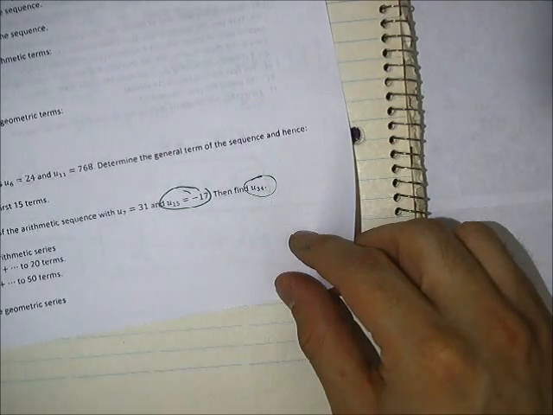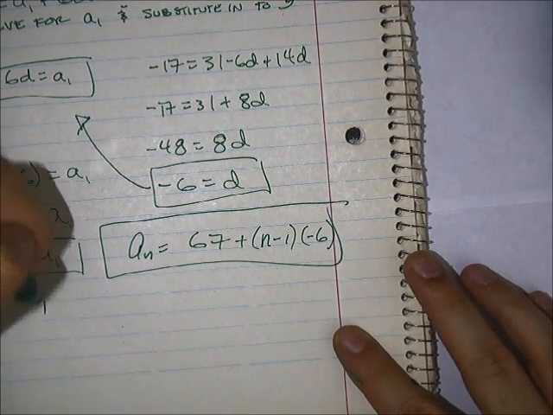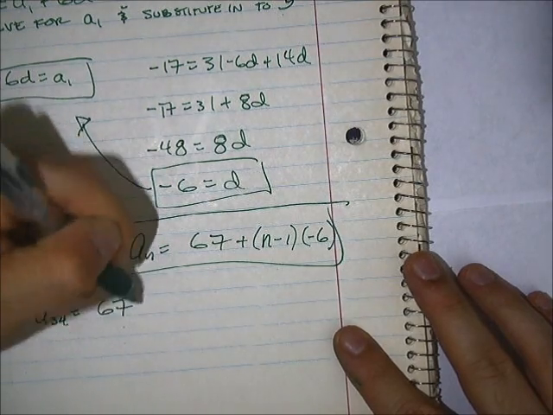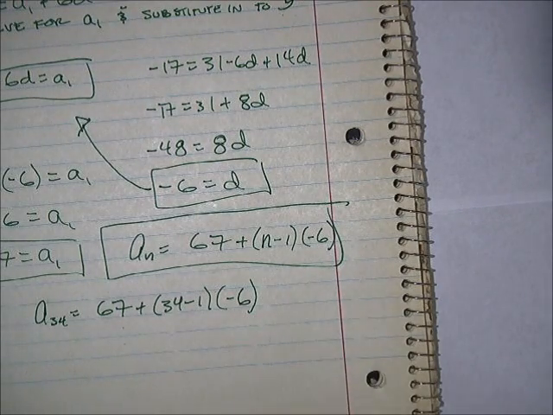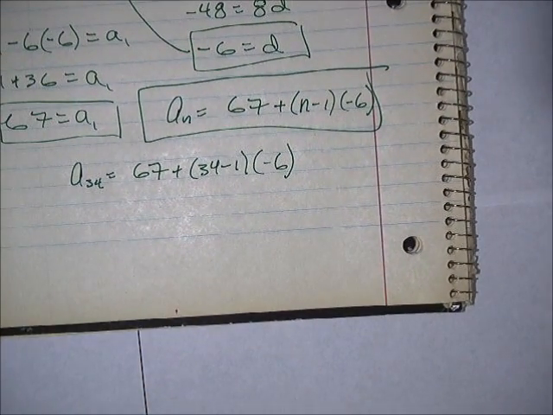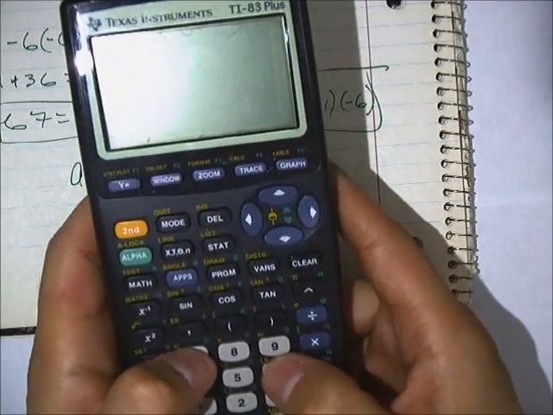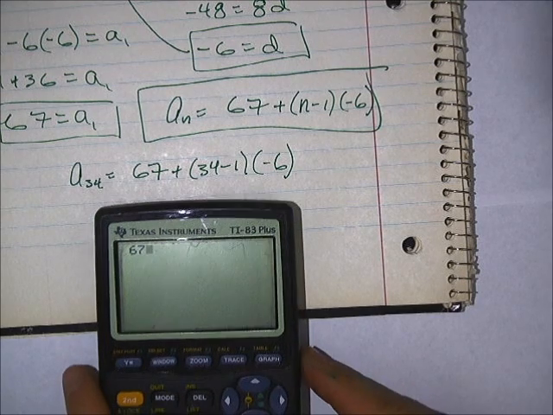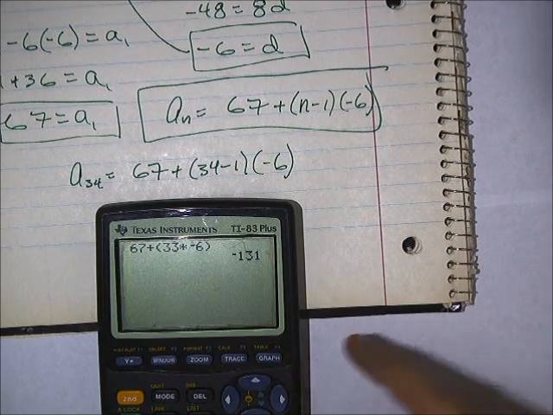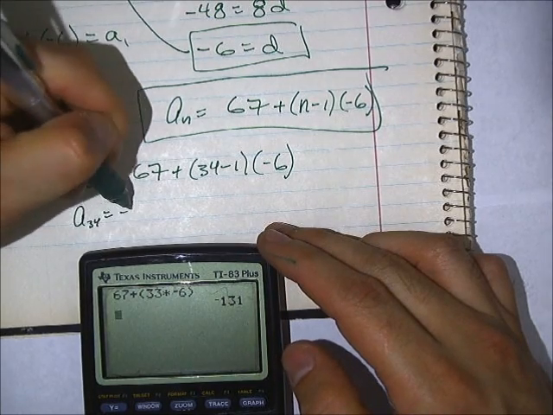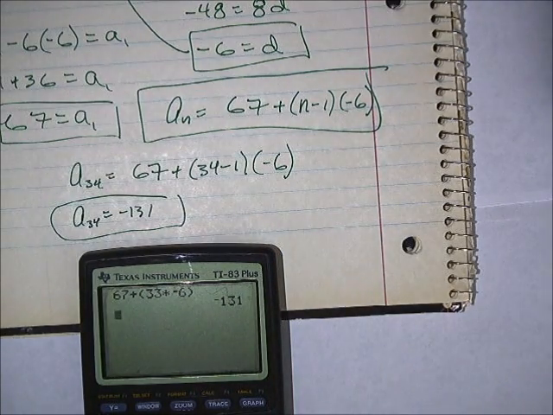So the last part is to find a sub 34. All we have to do is say, okay, a sub 34 is equal to 67 plus 34 minus 1 times negative 6. That's the nth term equation. So the general term is the nth term. So 67 plus, what is that, 33 times negative 6? Negative 198. A sub 34 equals negative 131. Right there.